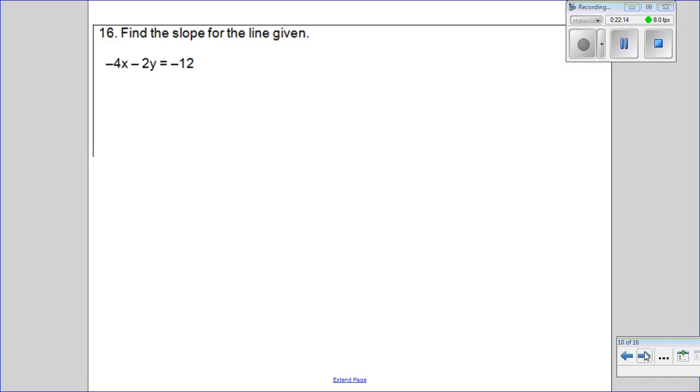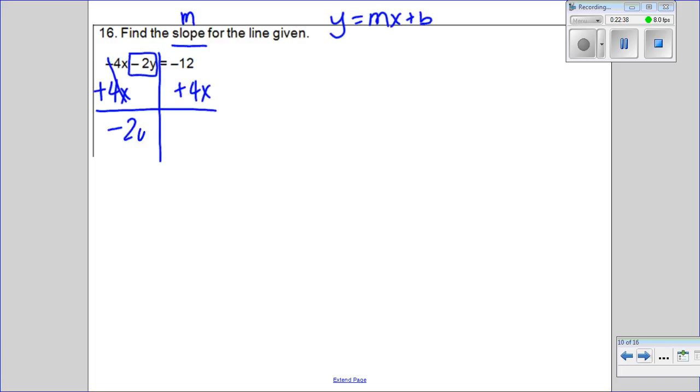16, find the slope for the line given. So my slope, I'm trying to find that m from y equals mx plus b. And so I'm going to get this in slope-intercept form. I draw my line, box my variable. How do I move that 4x? Negative 4x. I'm going to add it to both sides so it cancels out on this side. So I'm left with negative 2y equals 4x minus 12.